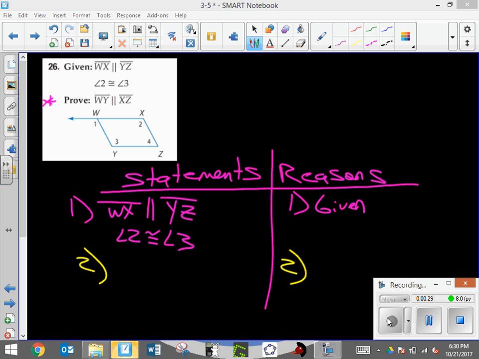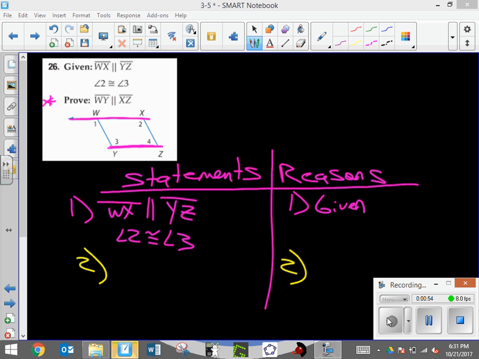So I got my given written down. WX is parallel to YZ. So I'm going to actually outline those a little bit, because this is what I already know. Here's YZ, here is WX. I know that those are parallel. And I know angles are going to be congruent, or some of them might add to 180, based on the fact that my lines are going to be parallel.